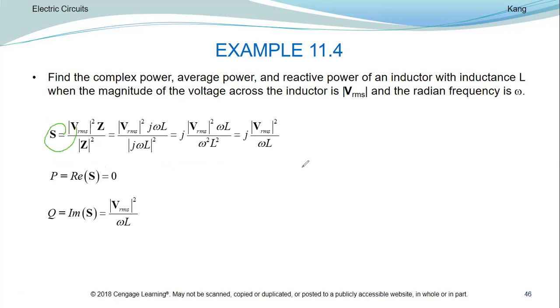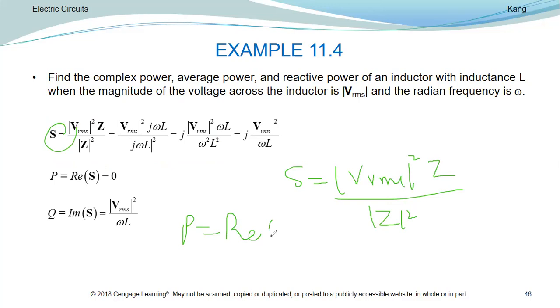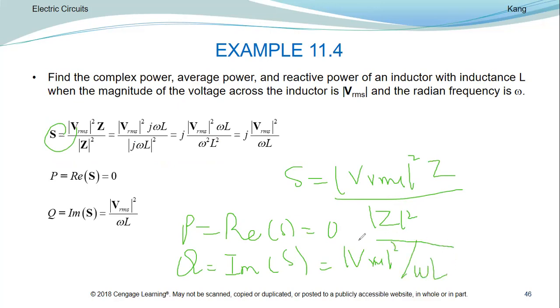So S will be equal to, as I described, VRMS square with the value of impedance Z divided by the whole Z square. So it will contain two parts, real part and imaginary part. So P, the real part of S, will be equal to 0, and Q, the imaginary part of S, will be equal to VRMS whole square divided by omega L. So these are the two things to find the value of P and the value of Q.